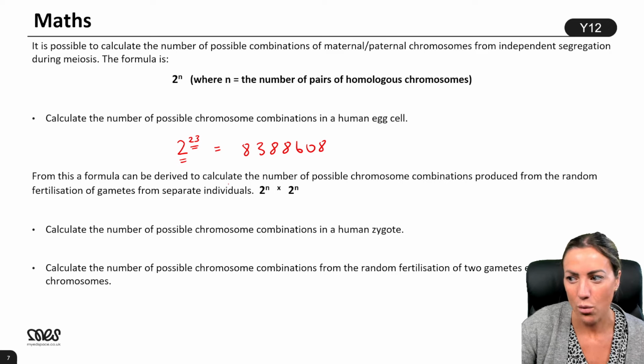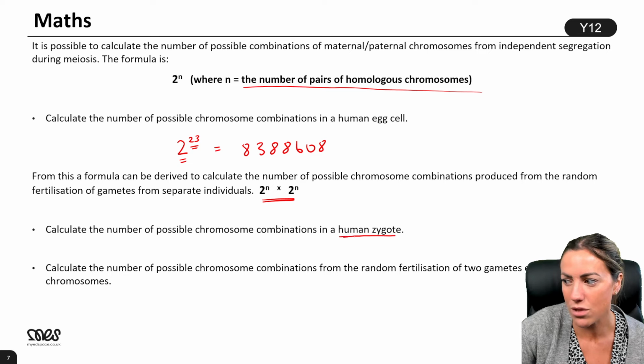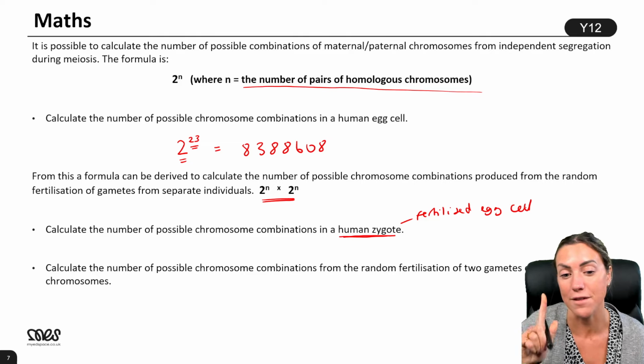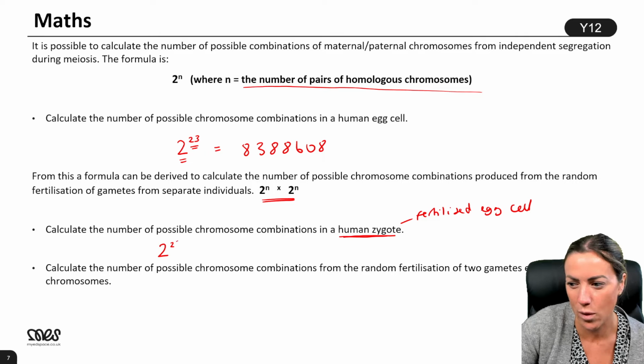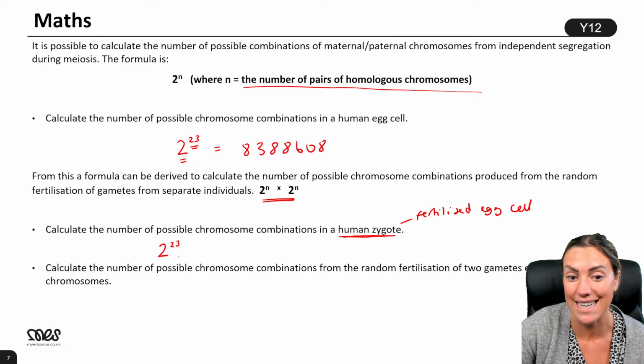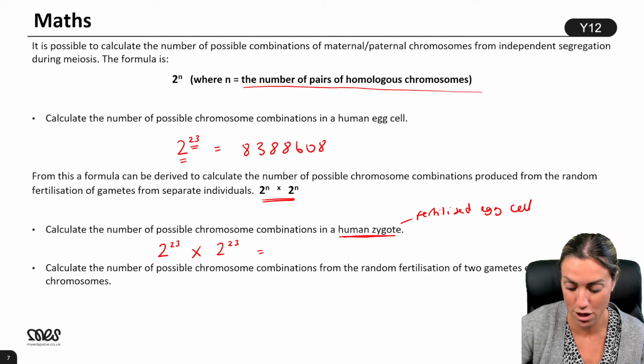Now, from this formula, we can calculate the number of possible chromosome combinations produced from random fertilization of gametes. Now, to do this, we do 2 to the power of n times 2 to the power of n, remembering n is the number of pairs of homologous chromosomes in the diploid body cell that is making the gametes. So in a human zygote, which is a fertilized egg cell, so the first cell that forms after fertilization, the egg cell fusing with the sperm cell. So there are 2 to the power of 23 different possible chromosome combinations in the egg cells, and so we multiply, there are 2 to the power of 23 different chromosome combination possibilities in the sperm cell.